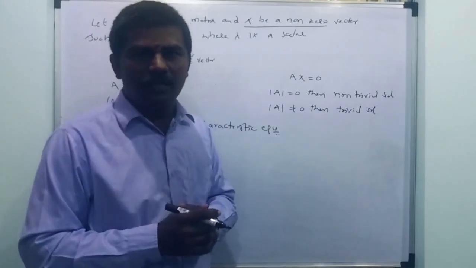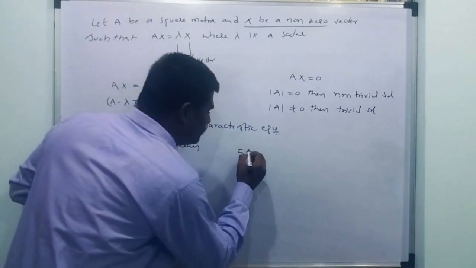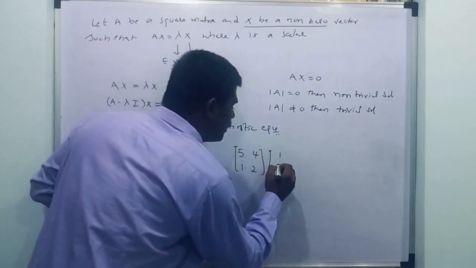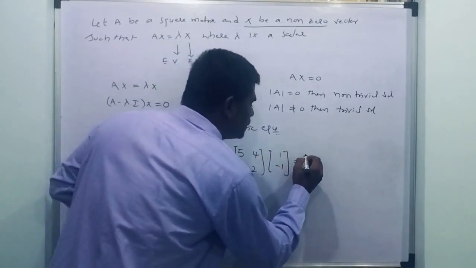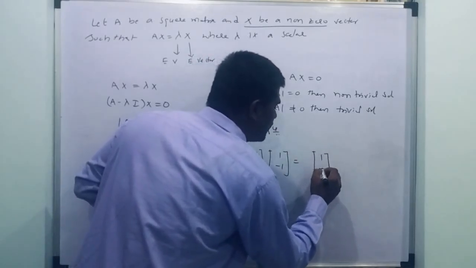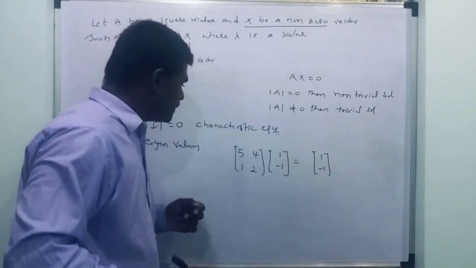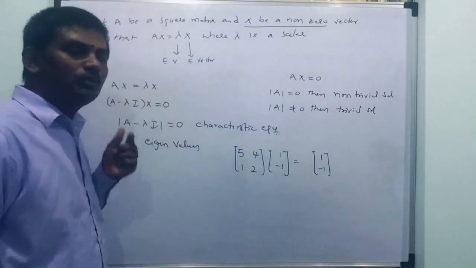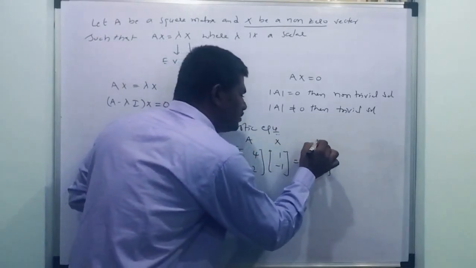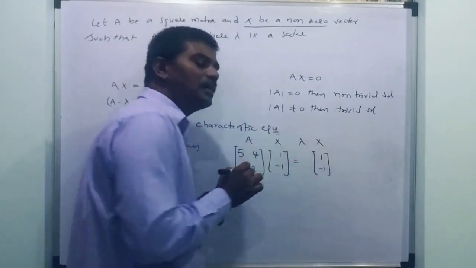Let me give one example here. Square matrix 5, 4, 1, 2. And I am choosing 1, minus 1 as a vector. Then you can get something into 1, minus 1. What is that something? That means Ax is equal to lambda x. Here I am taking A and x. You need to find lambda here.